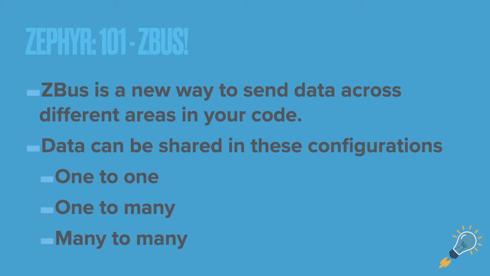So the idea here is that you can safely share some data, these data structures, between threads and different contexts in your code. You can send data one-to-one, from one thread to another, or from one publisher to one observer. You can have many observers with one source, or you can have many threads creating many events that go to many things. We're going to concentrate on just the one-to-one, keeping it simple here, but you can see that this is a pretty powerful system.